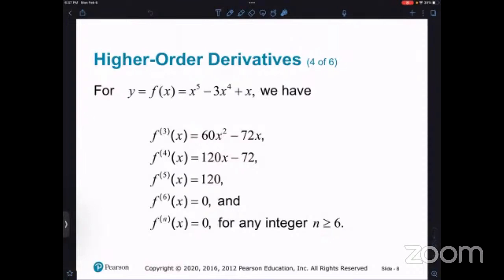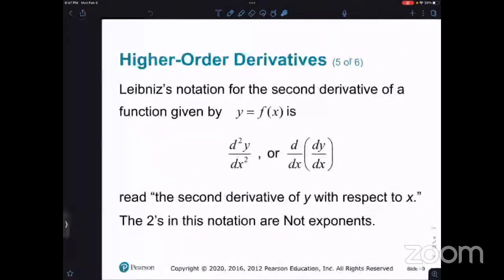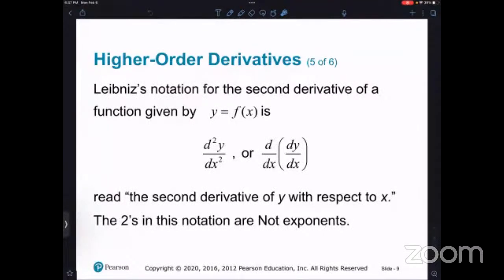Okay. So Leibniz notation for the second derivative of a function is given by this. Given some y equals f of x, this is read the second derivative of y with respect to x. It's essentially like you're saying d by dx of the derivative. The 2's in this notation are not exponents, right? It might be tempting to square, but these are not powers. This just means the second derivative of y with respect to x. In other words, take the derivative twice. Okay, Leibniz notation. Let's keep going.